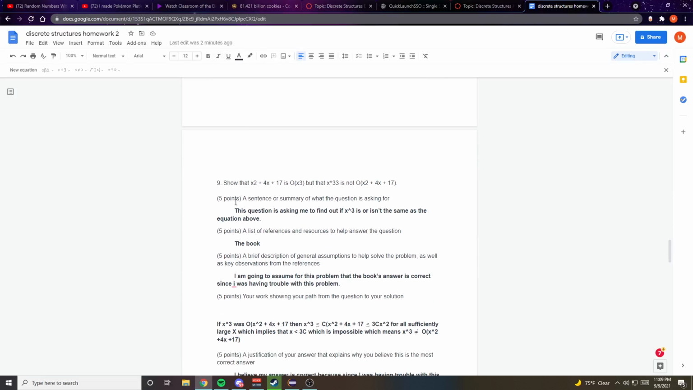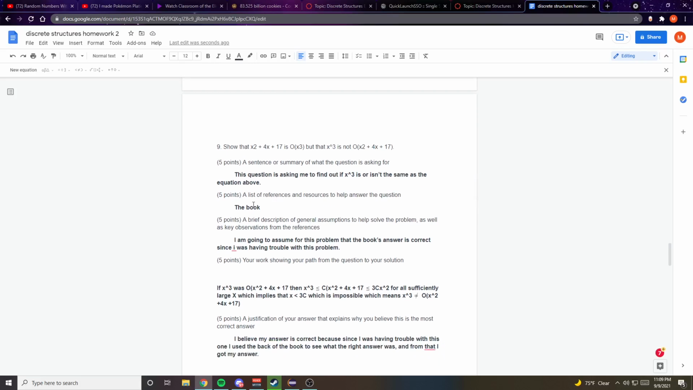And then 9, so it's basically just seeing if x to the third is or isn't the same as this equation. Wait, I didn't mean to put x to the 33rd. That would not be good. But to see if this is the same with x to the third. So I used the book for this one because this one was honestly really difficult, because I really didn't know where to start.